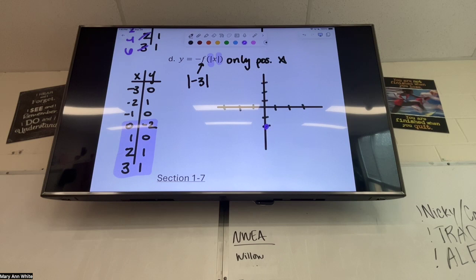0, -2, 1, 0, 2, 1, 3, 1. And this isn't the final graph, so don't actually finish graphing this. Just kind of listen to me for a second.